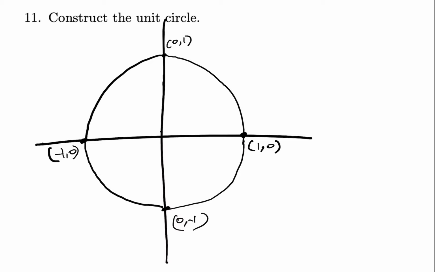So how do we construct the unit circle? First, we need to draw some angles. Excluding the x and y axes, we have 3 angles in each quadrant. So this first angle right here is pi over 6. This angle right here is pi over 4. And this angle right here is pi over 3.